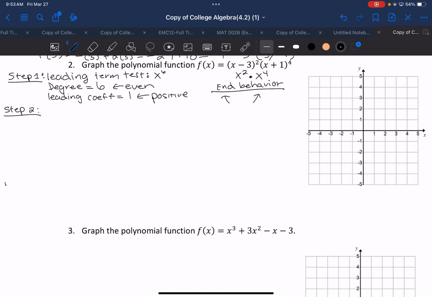Okay, step 2, we're going to find the x-intercepts, or the zeros. Can I ask you something real quick? Yep. You said the leading coefficient is positive, even though it's 1? Mm-hmm. Oh, it's not negative, never mind. Yeah, I'm thinking about odd or even. You're okay.